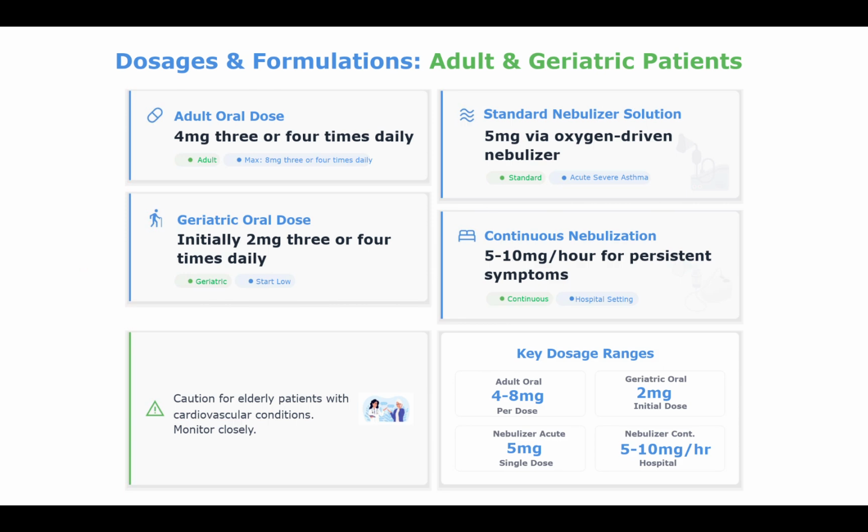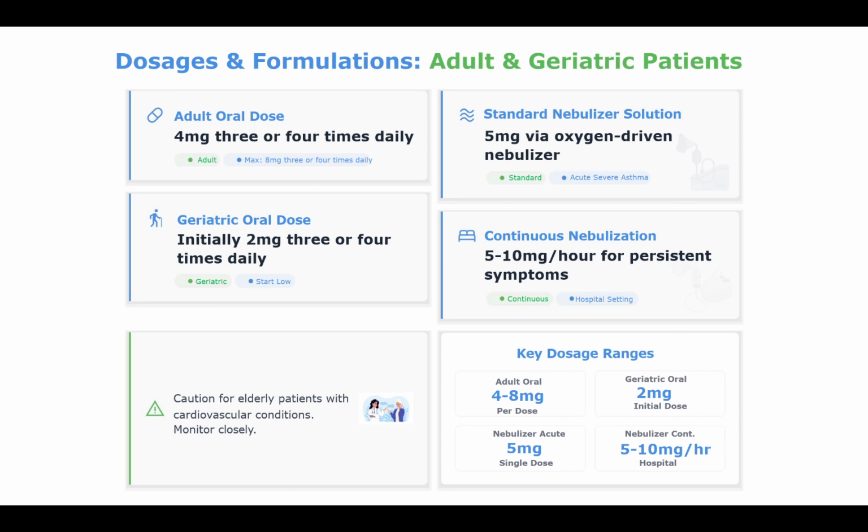Now let's move to dosages and formulations for adult and geriatric patients, where considerations include body weight, comorbidities and sensitivity. For adults, oral salbutamol starts at 2 to 4 mg 3 to 4 times daily, titrated up to 8 mg per dose if needed, maximum 32 mg per day, though many may respond to lower doses for maintenance. In acute settings, metered dose inhalers provide 100 to 200 micrograms as needed, up to 12 puffs daily. Nebulizer solution is the go-to for severe asthma, 2.5 to 5 mg every 4 to 6 hours, or 5 mg via oxygen-driven nebulizer in hospitals for immediate relief.